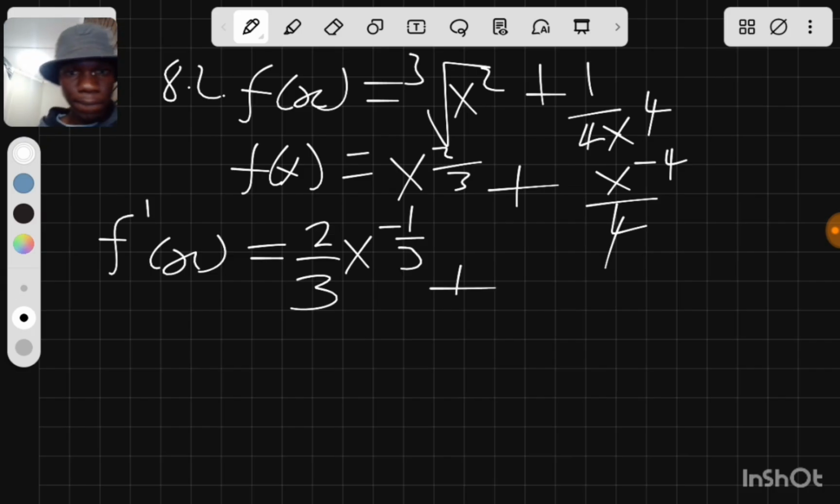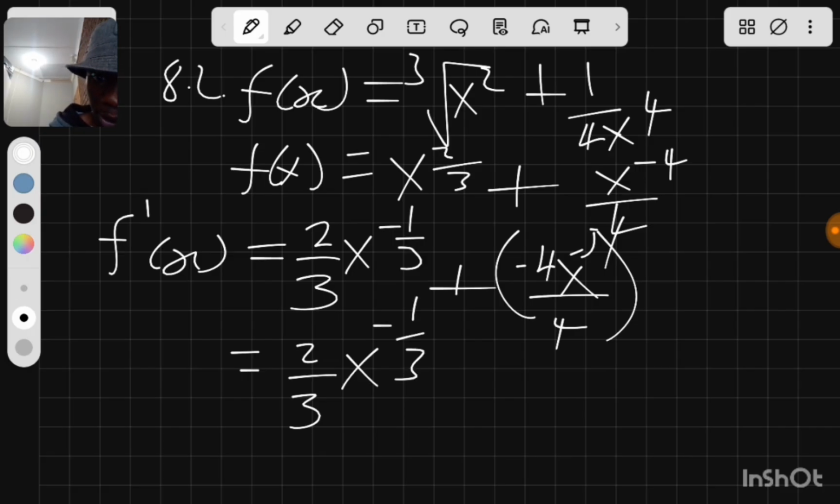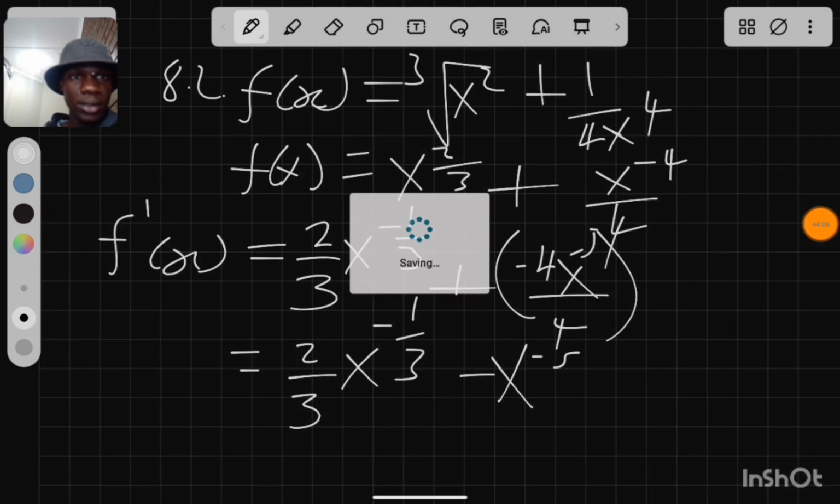Plus, then here is going to be negative 4 over 4 multiplied by x to the power 5. So we're going to have something like this: 2 over 3x to the power 1 over 3 minus x to the power 5. So this will be our derivative, guys, nothing else.